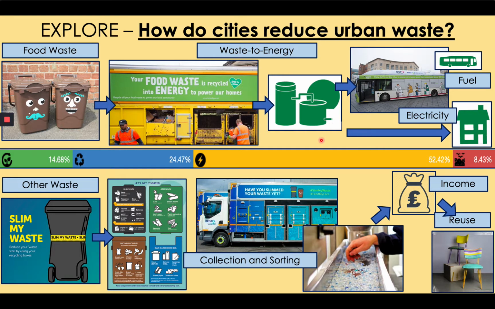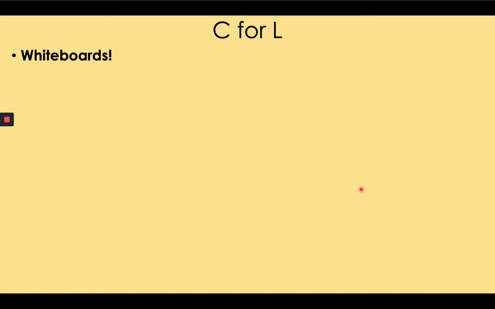That is a significant achievement for a city, and it proves that through simple public awareness campaigns and correct infrastructure, such as waste energy plants and lorries, you can reduce urban waste. Time to assess learning. Question 1. What is an integrated transport system?